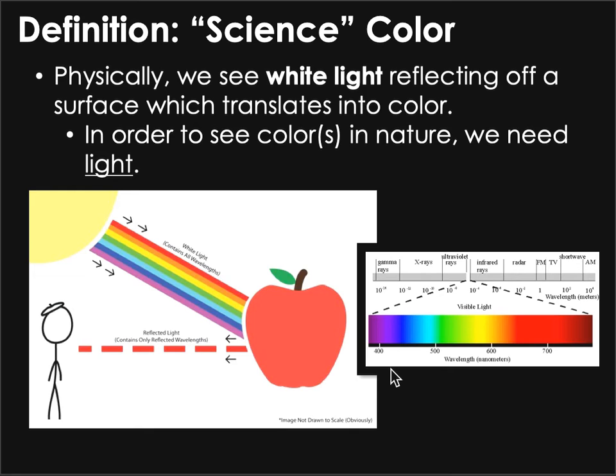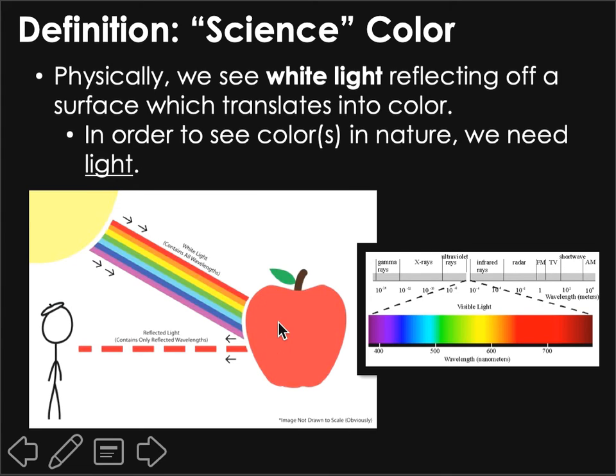Have you ever heard of that acronym, Roy G. Biv? That's where this comes from. Okay, so I call this science color. What it's saying is that when the sun releases white light, here's the white light, it's going into the object, and here's our red apple.